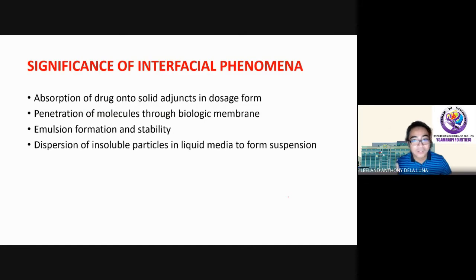Now, what is the significance of this interfacial phenomenon? So, absorption of drug into solid adjuncts in dosage form. Okay, so the reason why drugs are absorbed into solid adjuncts is because of the interfacial phenomenon that exists between the surfaces. Okay, or penetration of molecules to biologic membrane. Let's say for example, cell membrane. Syempre, class, you need to understand the interfacial tension between the cell membrane and your drug molecule. Kung ang drug molecule ko is water soluble, obviously, mahihirapan siyang mag-penetrate sa lipid cell membrane. So you have to consider the interfacial tension between the two substances. Okay? Or emulsion formation and stability, and of course, dispersion of insoluble particles in liquid media for suspension.